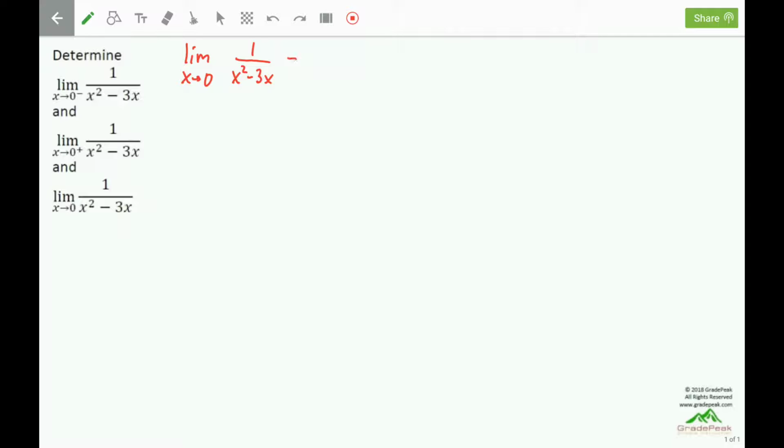First thing to do is try plugging a 0 in for each of the x's. That will give 1 over 0 squared minus 3 times 0, which is 1 over 0 squared is a 0, minus 3 times 0 is a 0, giving 1 over 0.